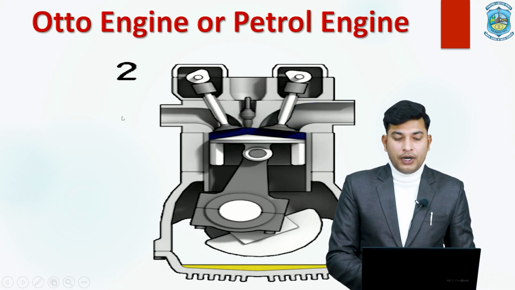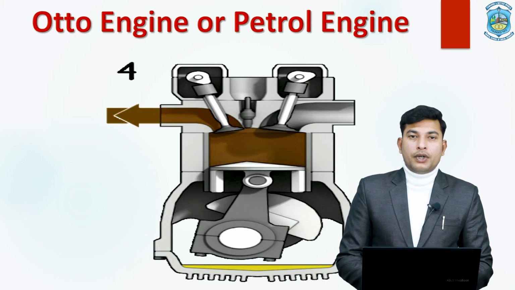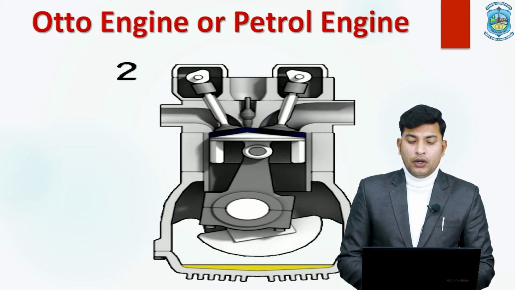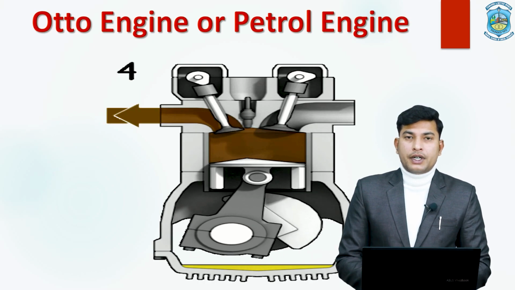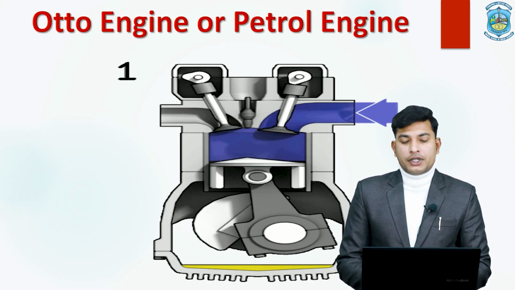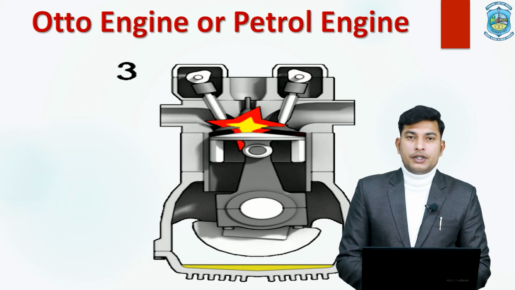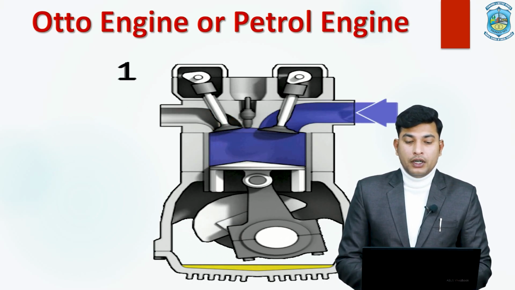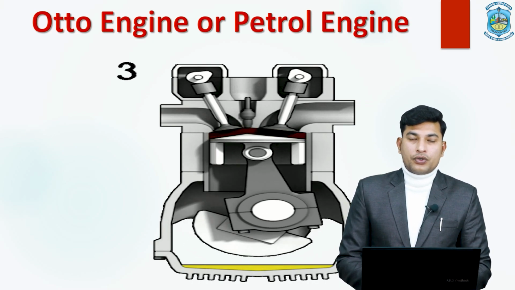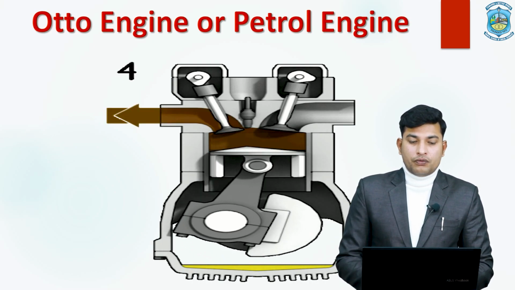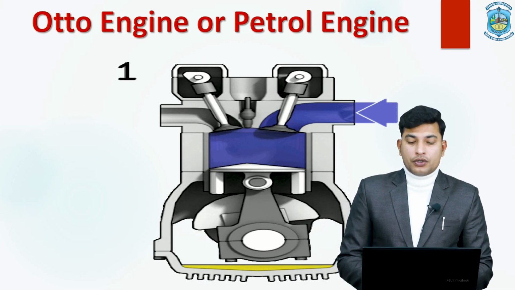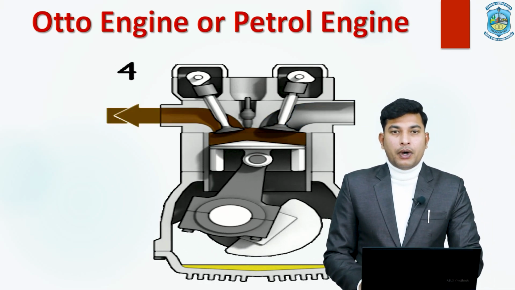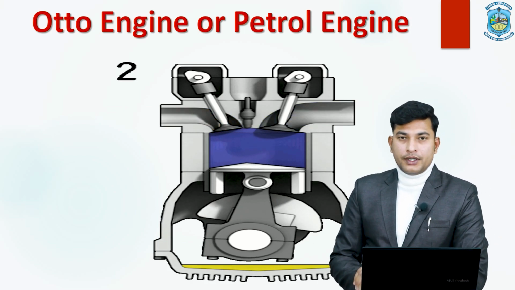So you can see 1, 2, 3, 4, and the first one is showing the first stroke, that is the inlet of petrol, or the charging stroke. The second one is the compression stroke, where the fuel and air mixture is getting compressed. The third one is the burning process, or we can say the working stroke, and the last one is the exhaust stroke. So these 4 are the basic strokes for the rotation of a wheel. So this is what the working of an Otto or petrol engine is.